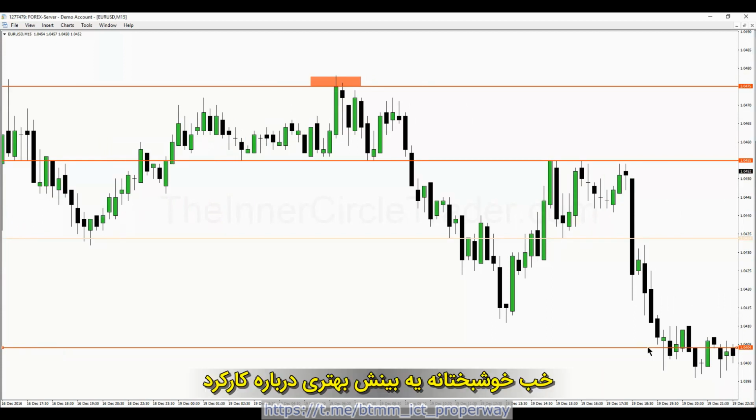So hopefully this has been a little bit more insights into how the liquidity pools and liquidity voids and fair value gaps draw together in an overlapping scenario.